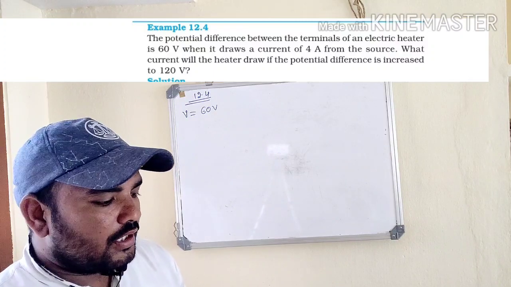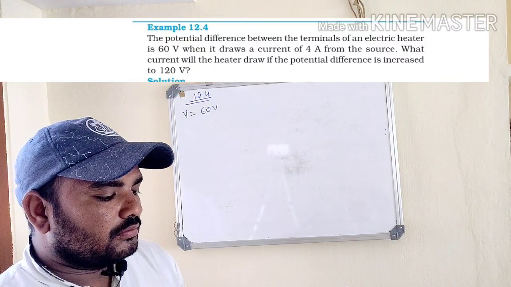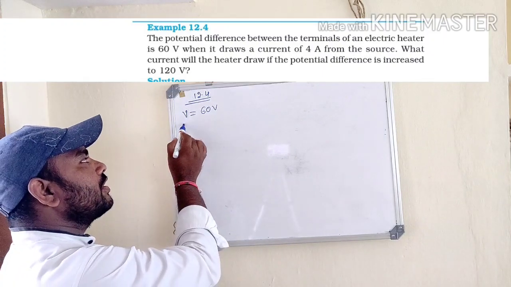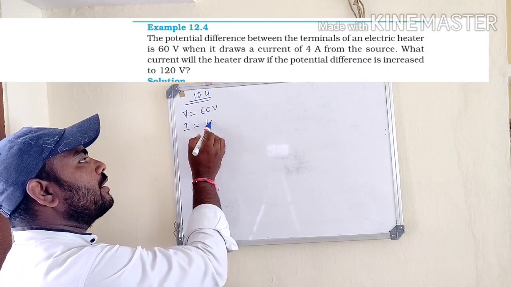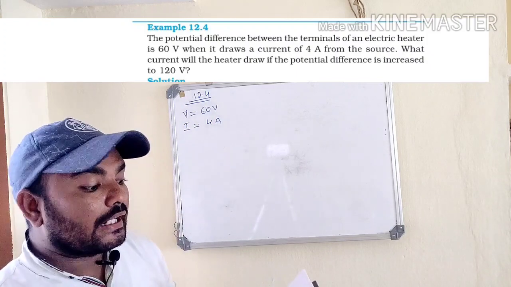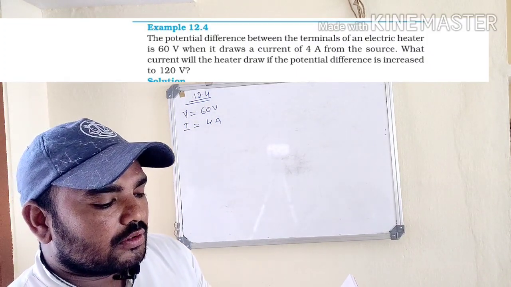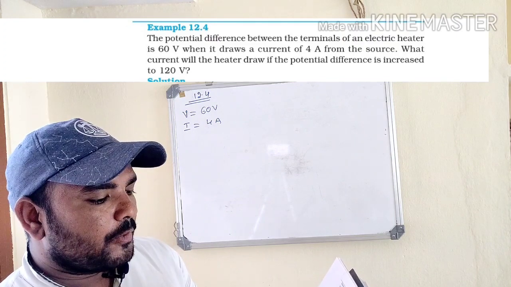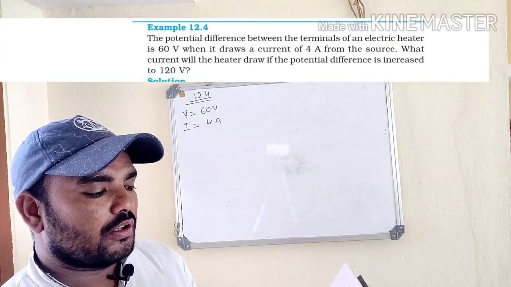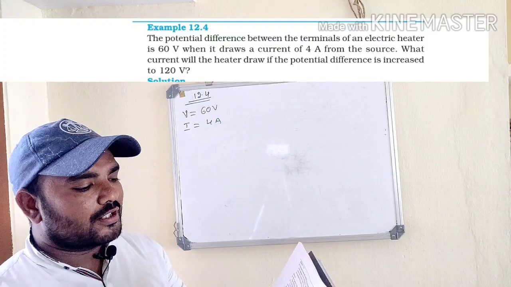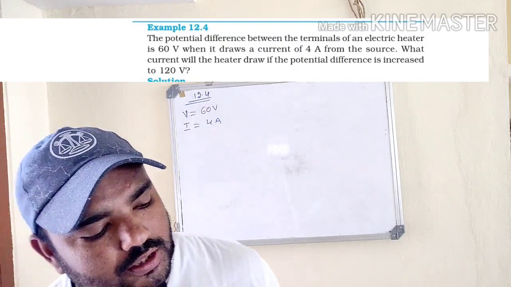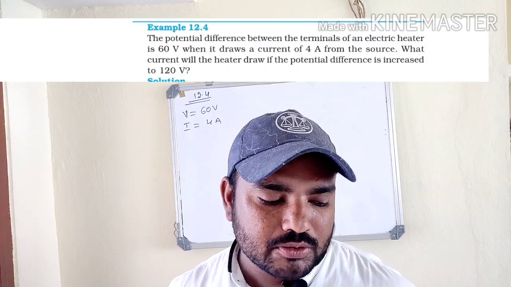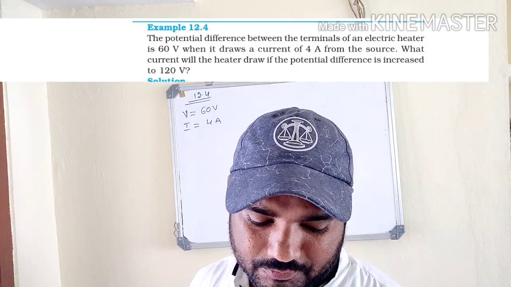When it draws a current of 4 ampere, the electric heater is going to draw a current of 4 ampere, right? What current will the heater draw? Very interesting question, children, this one. What current will the heater draw if the potential difference is increased to 120 volt?